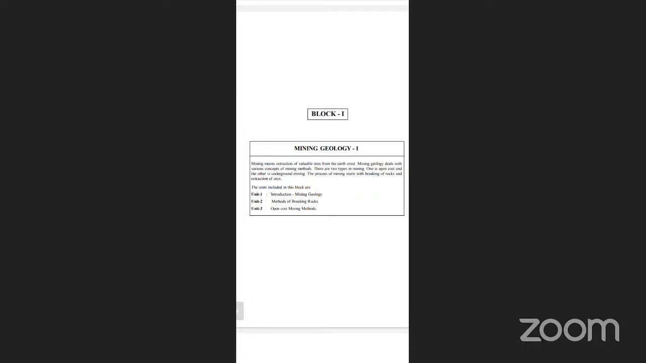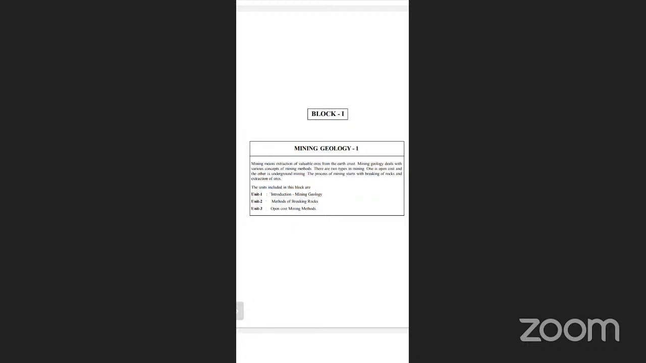There are different types of mining methods, and there are two types of mining. One is open cast and the other is underground mining. The process of mining starts with the breaking of rocks and extraction of ores. So this unit may include the introduction of mining geology, methods of breaking of rocks, and open cast mining methods.